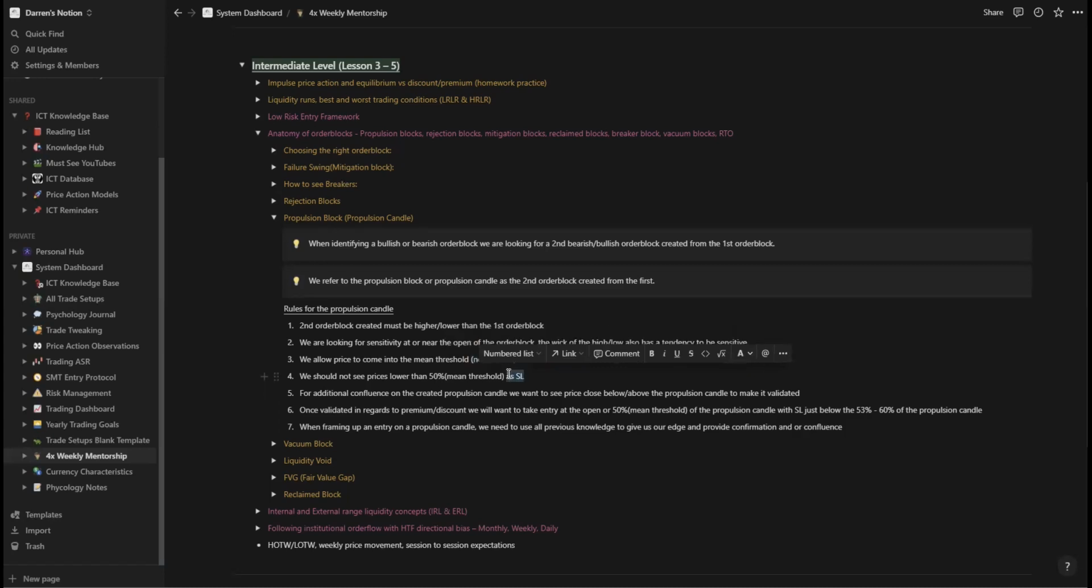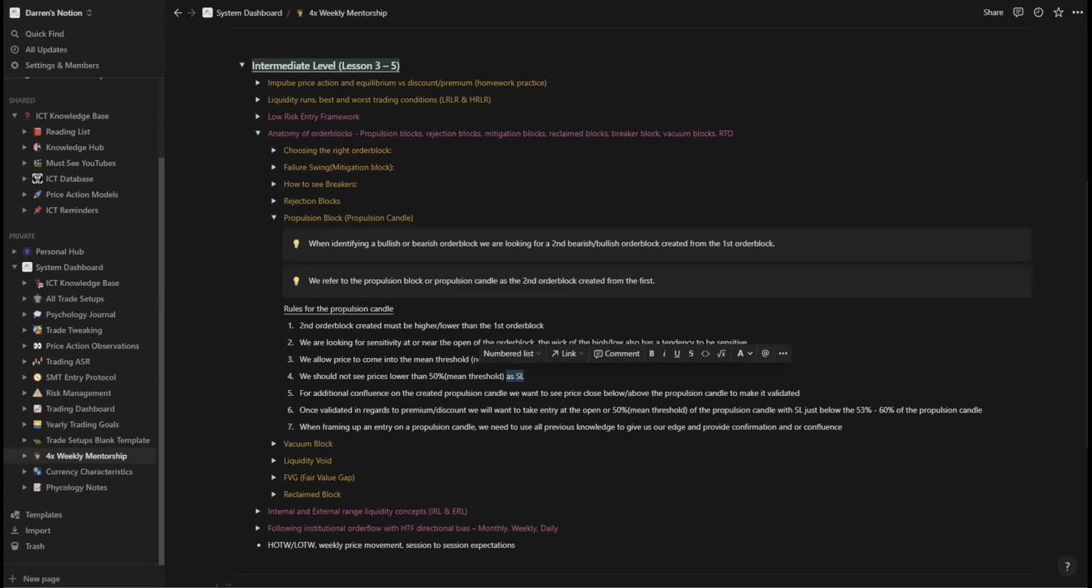That's basically the rule. If it goes below there, then obviously it's not a valid propulsion candle, and therefore you're going to get stopped out anyway. But it's a good criterion to be met if you want to try and tighten your stops by identifying or using a propulsion candle. For additional confluence on the created propulsion candle, we want to see price close below or above the propulsion candle to make it validated.